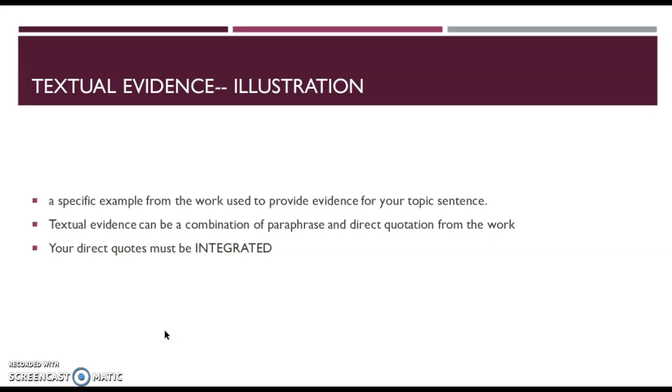It can be a combination of paraphrase and direct quotation, and your direct quotes must be integrated. I also want to take a moment to say that your direct quotations should also be relevant to the point you're making. So don't go on to Shmoop or LitCharts or other places and look for quotes from the text. Really read the stories and pick out ones that match what you are trying to say. They should be relevant, they should relate to your point, and they should be specific.